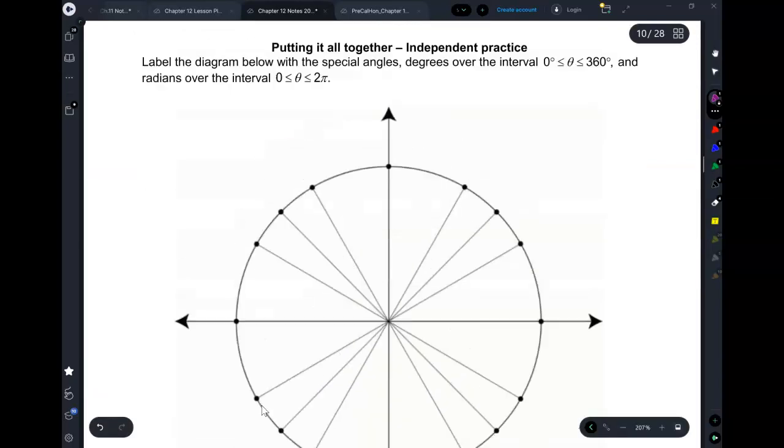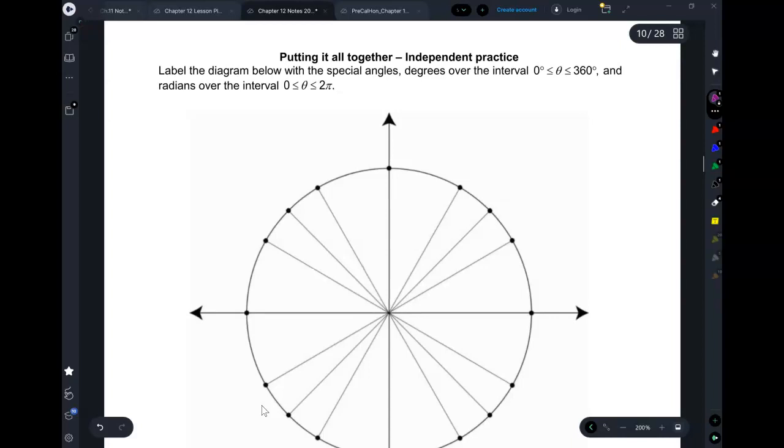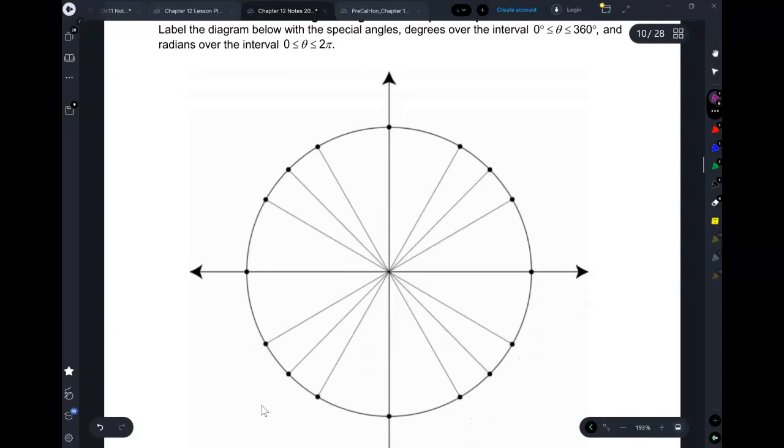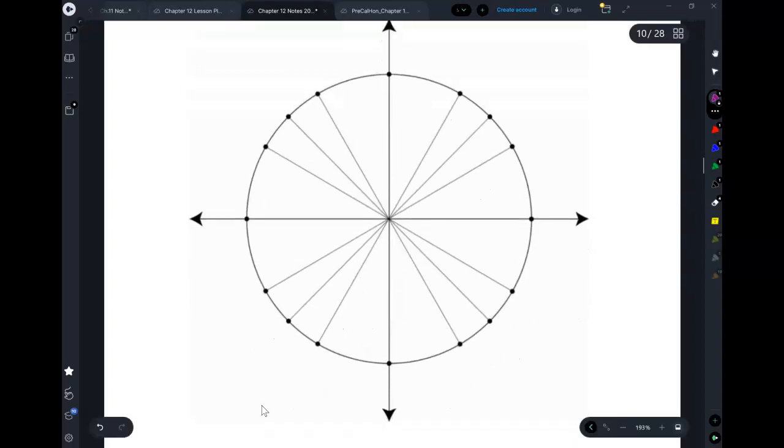So here, putting it all together, label the diagram with the special angles: the degrees from 0 to 360 and the radians from 0 to 2 pi. Instead of doing it independently, why don't we quickly do it together? Let's do all of the degrees, right? So this is 0, and then it's what? 30, 45, 60, 90.